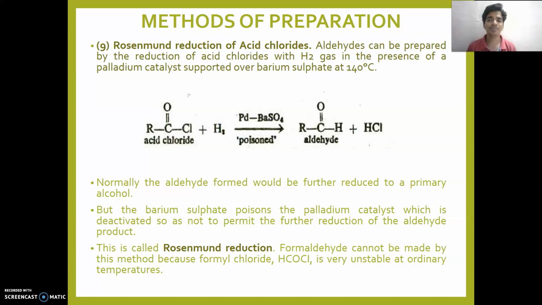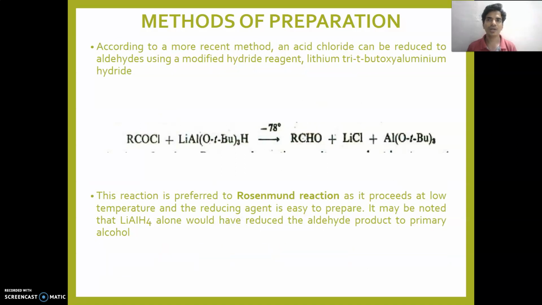Formaldehyde cannot be made by this method because formyl chloride is very unstable at ordinary temperature. According to a more recent method, an acid chloride can be reduced to aldehyde using the modified hydride reagent, that is lithium tertiary butoxy aluminum hydride. So we'll get aldehyde. This reaction is preferred over the Rosenmund reaction as it is carried out at low temperature.